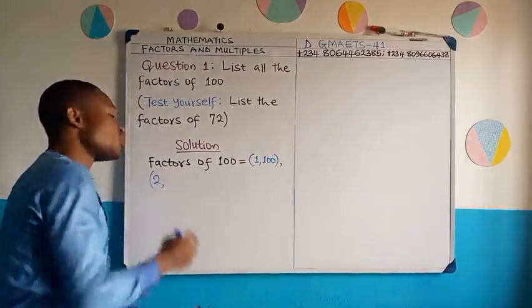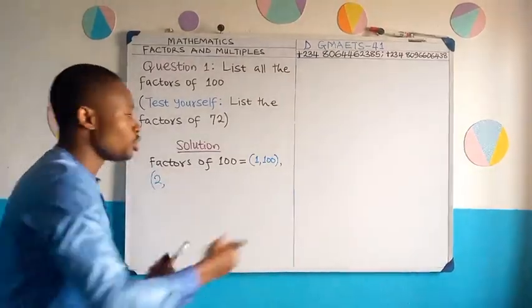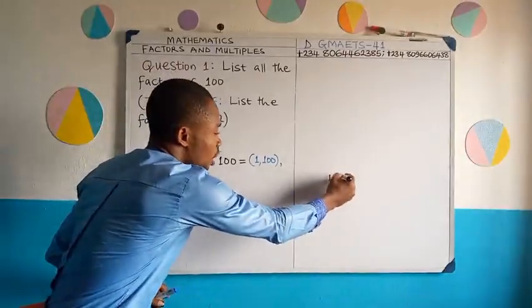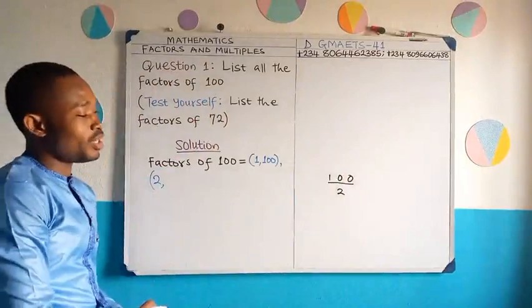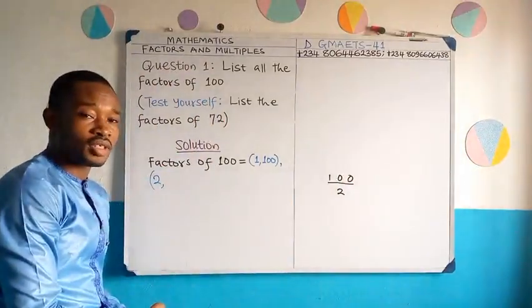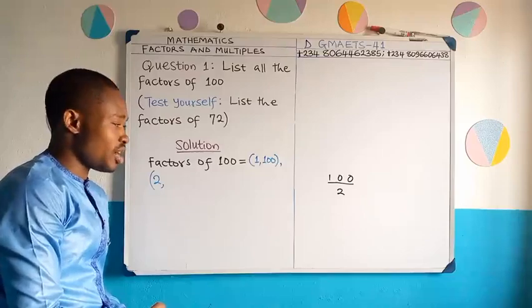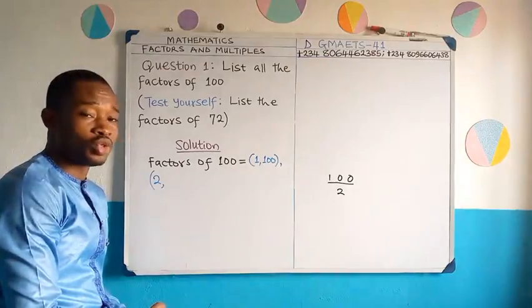So let us find out. If 2 divides 100, what will you get? I will show you how you can actually get that. This is 100. Now I'm dividing it by 2. So I will show you something called the short division method, how you can actually find out that 2 can divide 100.